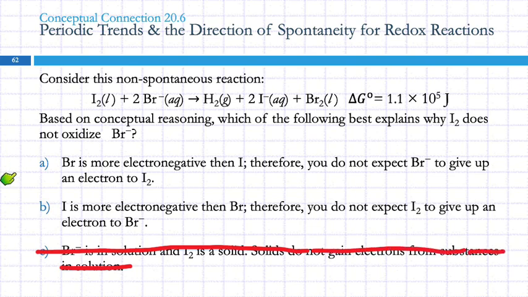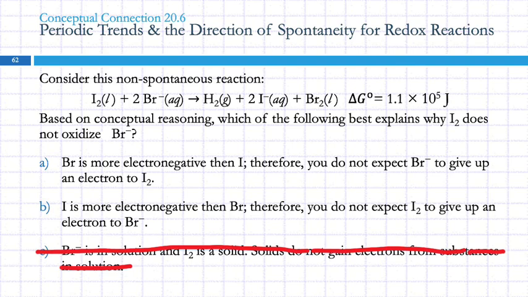So then we're picking between the first two. Okay? This one says bromine's more electronegative than I. This one says I is more electronegative than Br. We can answer this question just knowing the trend for electronegativity, which is Chem 1A stuff, right?